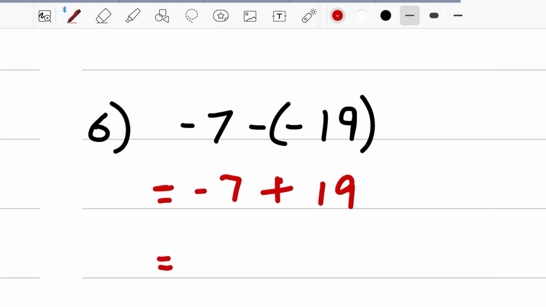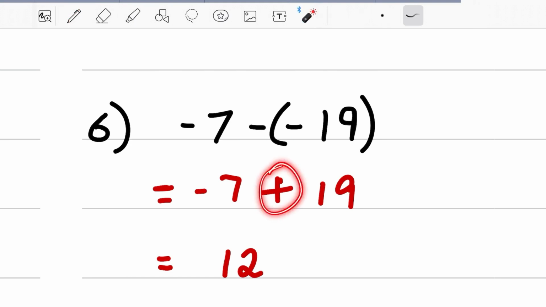Minus 7 plus 19 now can be evaluated as we were doing before. So minus 7 is negative and 19 is positive. So the signs are different, so we must subtract 19 minus 7, which is 12. And since 19 is your bigger number and it's positive, your answer is going to be positive 12.